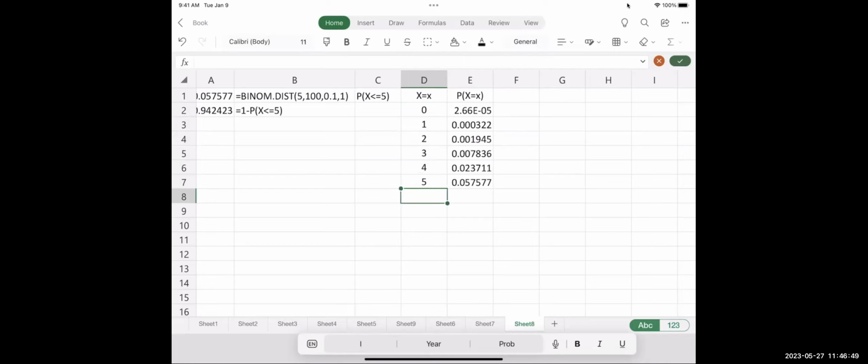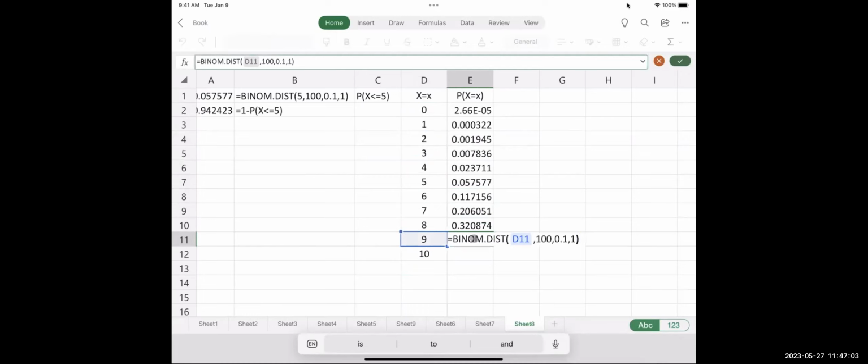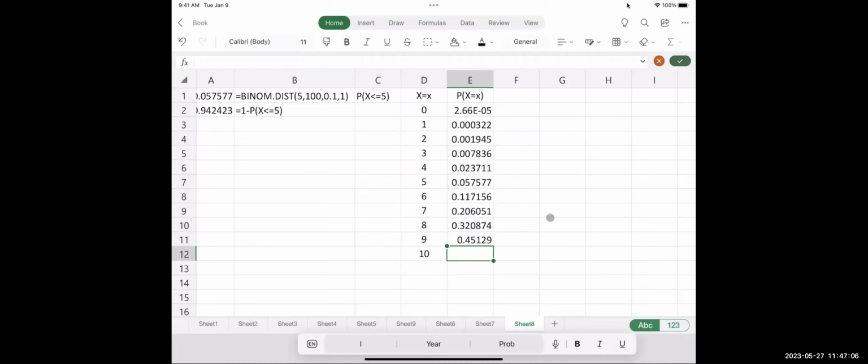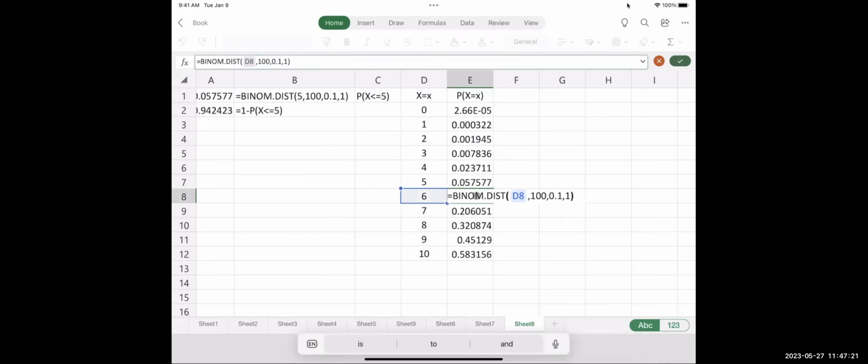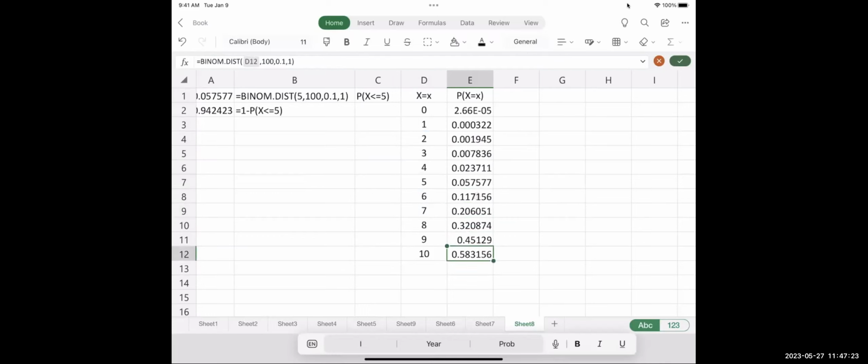So you can generate the whole distribution and you notice, wow, it gets high very quickly. Yes, because your probability was 10%, right? Or did you change that? No, I didn't change it. Right, so that's why it's going up so quickly.